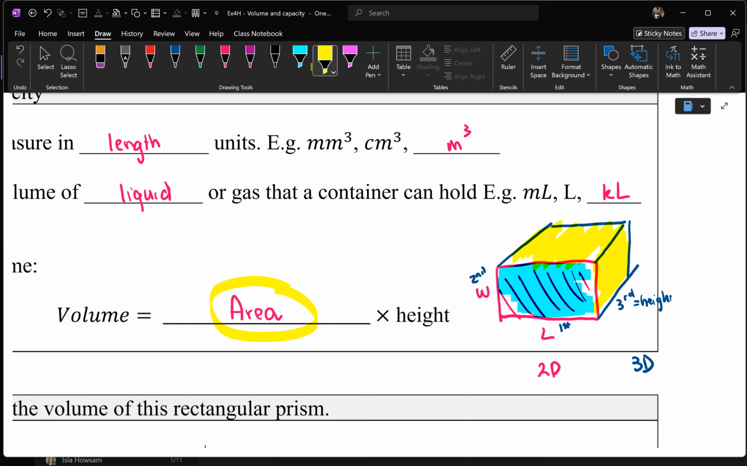That's why it's area, which is 2D. That's the 2D dimension that you're actually working out normally. And then you multiply it by the third dimension, which they normally call the height.